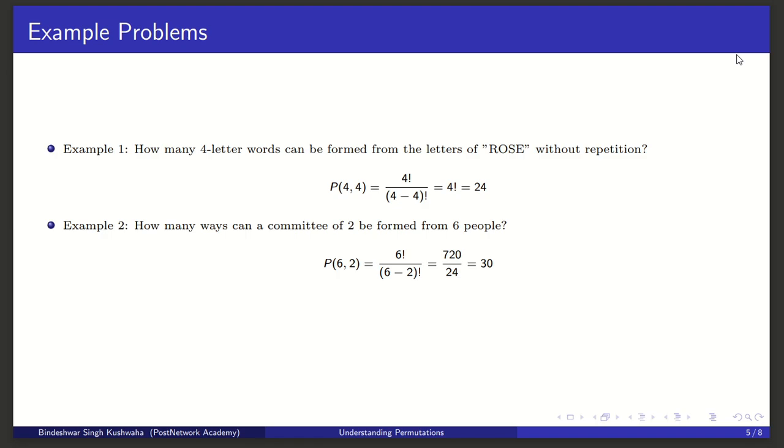How many ways can a committee of 2 be formed from 6 people? That means out of 6 you are taking 2 at a time. So how many committees can be formed? And remember, order matters. That means in permutation AB is not equal to BA. These two are different arrangements.